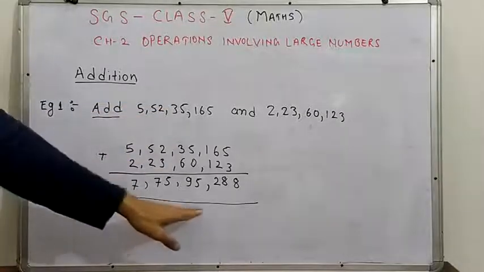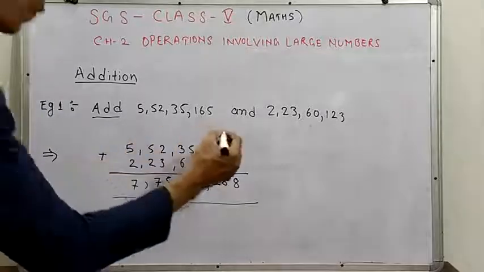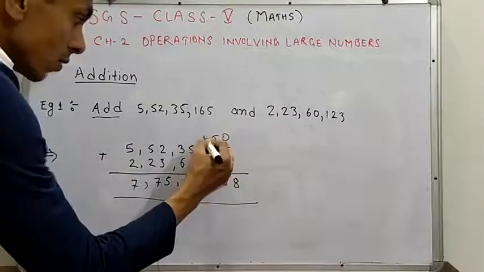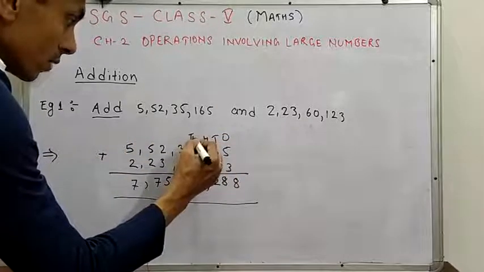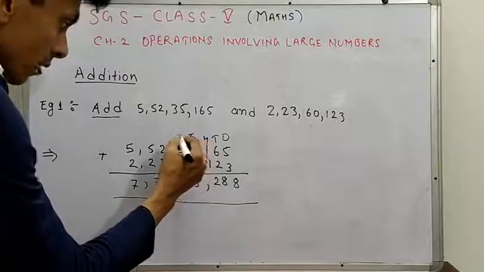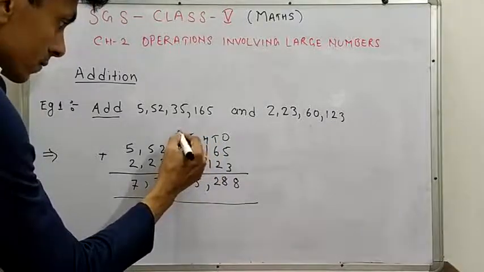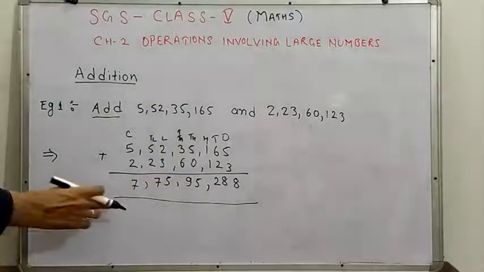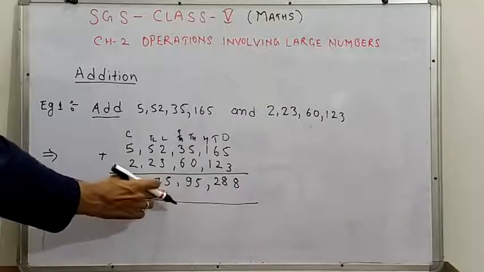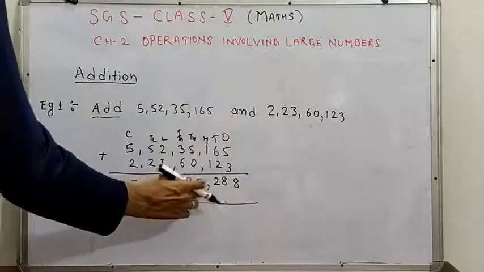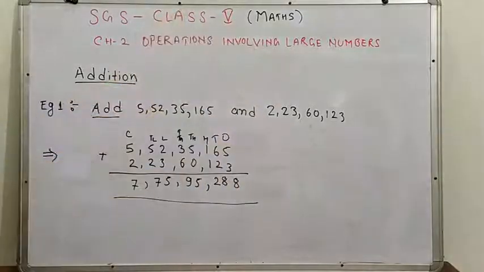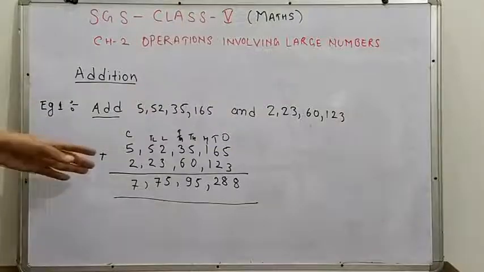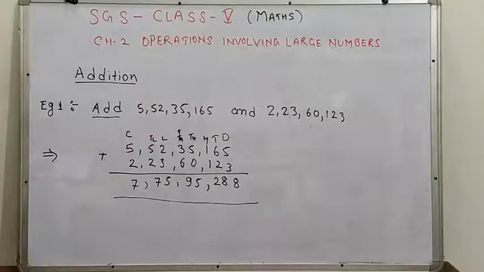And how can we read it? It's called ones, it's called tens, it's called hundreds, it's called thousands, ten thousands, lakh, ten lakh, and this is called crore. So how can we read it? 7 crore 75 lakh 95,288 in words. Okay, we have already covered this topic, how we can convert any number into word format. Okay, so I hope you know it very well.